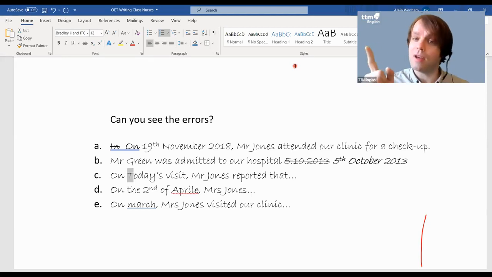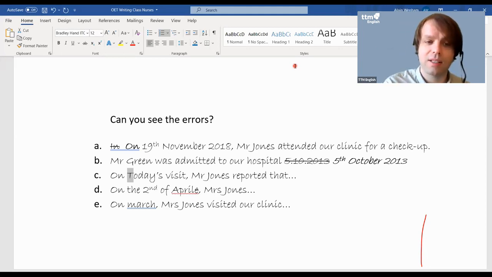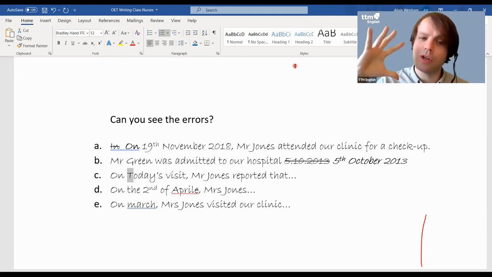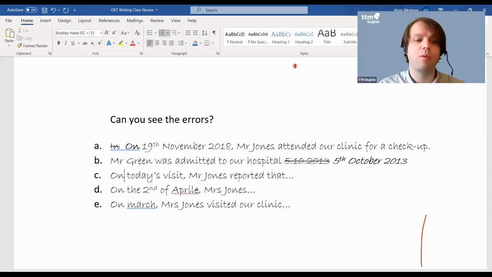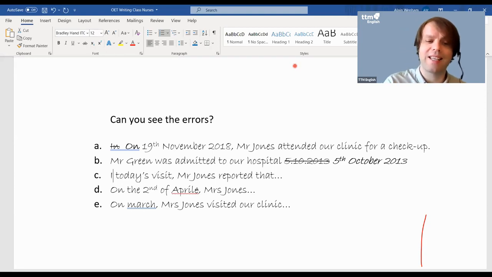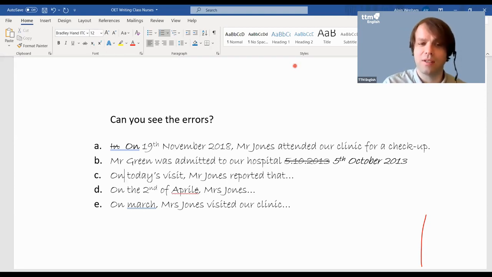Again, I saw this error yesterday from one of you. I understand that maybe you're thinking it's like Monday, Tuesday, Wednesday, and we always put a capital. Emma, in one of my letters, I have been corrected on today's visit, replaced with in today's visit. Ah, well, this is Paul's thing. Paul likes in, but you can also have on if you want. You can have them both. So I don't think that's an error.